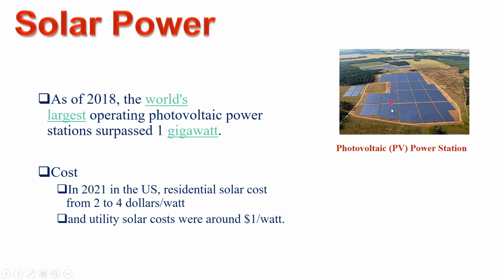So what about the cost? In recent years, the capacity of producing power through solar energy has been exponentially increasing, and the cost is exponentially decreasing. For example, in 2021 in the United States, residential solar cost is set to fall to $2 to $4 per watt. So if you want to generate 1 watt of solar energy, you need to pay $2 to $4. And the utility solar cost, which covers equipment and installation and all that, was around $1 per watt.